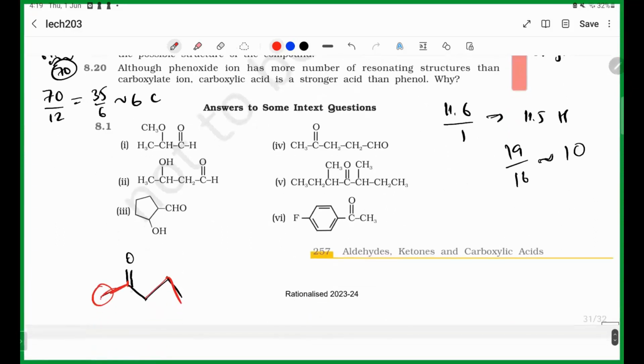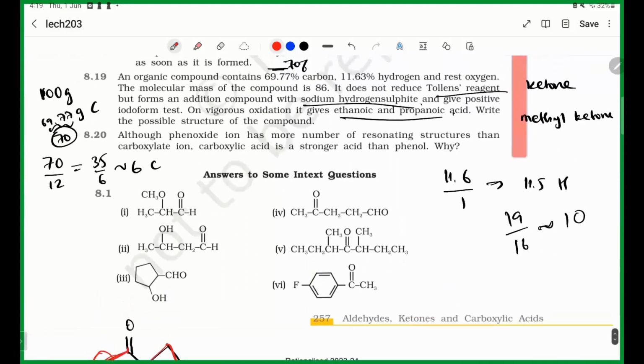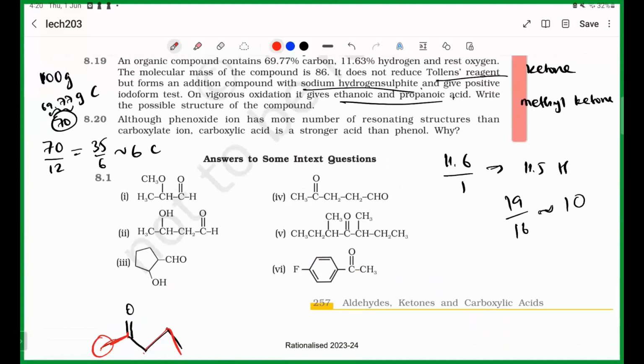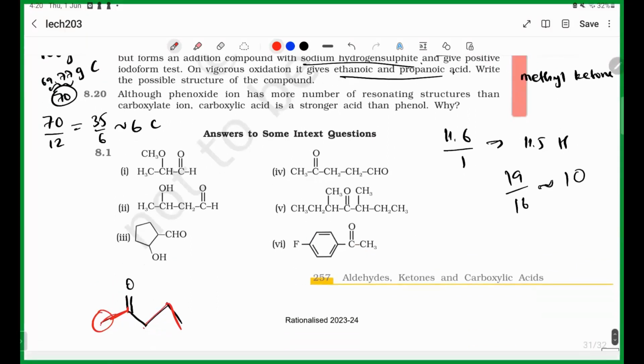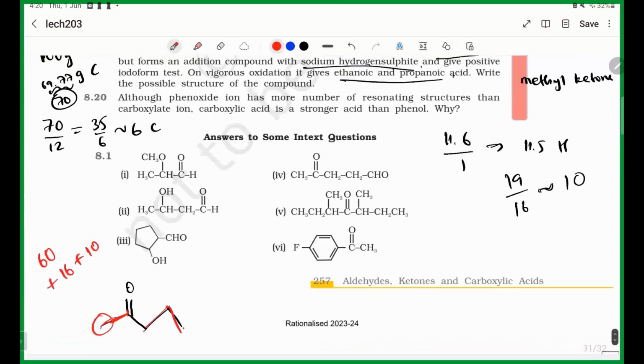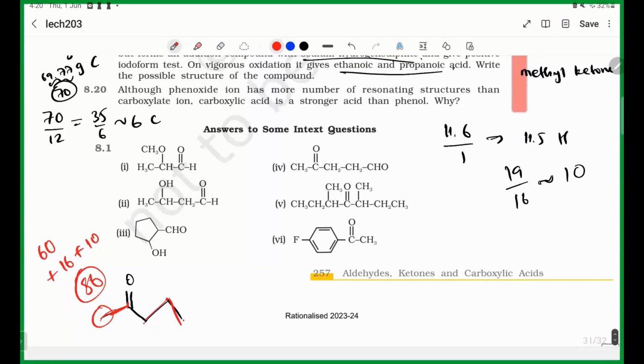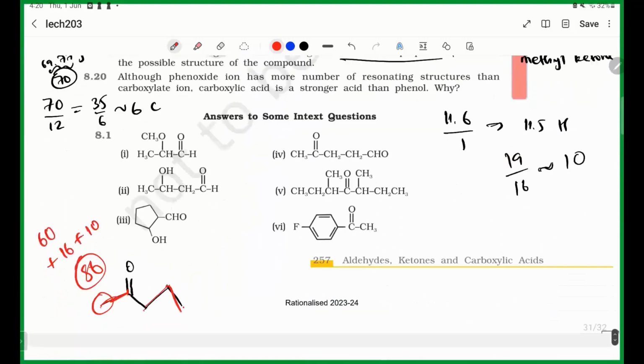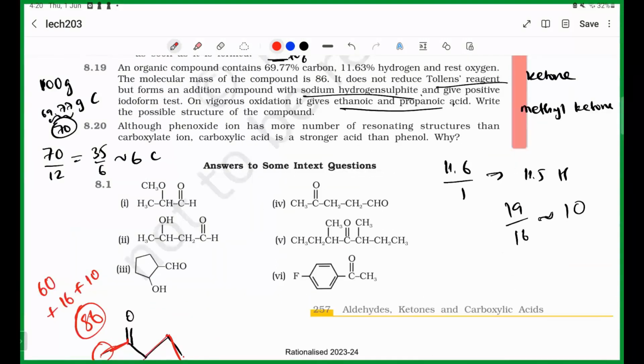Which means a total of 1, 2, 3, 4, 5. So it has a total of 5 carbon atoms. So let us see if it satisfies the molecular mass, right? 5 carbon atoms is 60. 1 oxygen is 16. Hydrogen is 3, 4, 5, 6, 7, 8, 9, 10. So this is 86. So we are correct. So this is a possible structure to the compound. Okay.